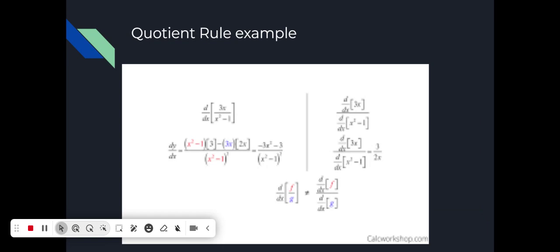So an example of the quotient rule: 3x over x squared minus 1. You take the derivative of 3x, which is just 3, and keep x squared minus 1 constant, so it will be x squared minus 1 times 3. Subtract that by the derivative of x squared minus 1, which is 2x, multiplied by 3x. You keep the 3x term constant, as before. Then you divide all of that by the denominator squared, which is x squared minus 1, all squared. At the end, all of that will simplify to negative 3x squared minus 3, over x squared minus 1, all squared.